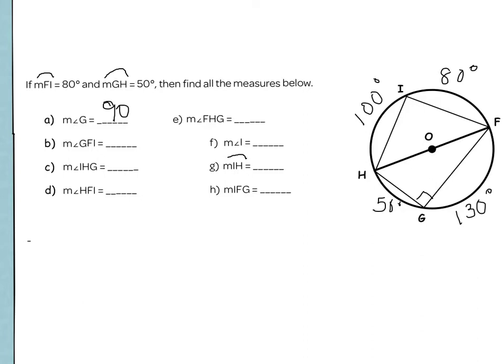Next question asks me, what is the measure of angle GFI? If we look at GFI, and then we look again at the arc that it is attached to, that will be arc IHG. You can see what it adds to. We're adding 100, we're adding 50.